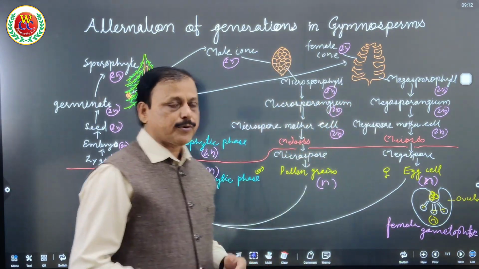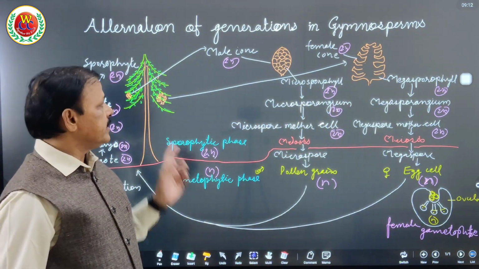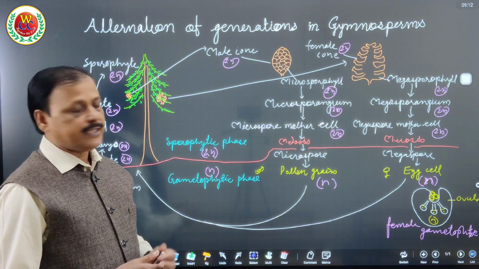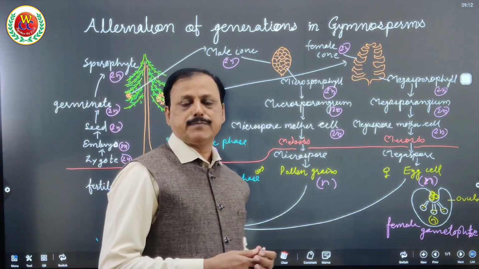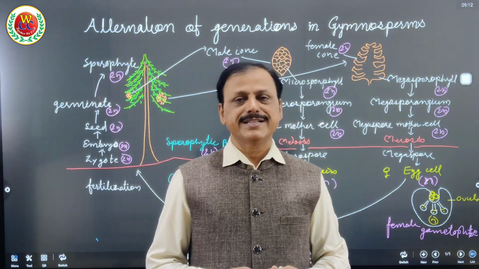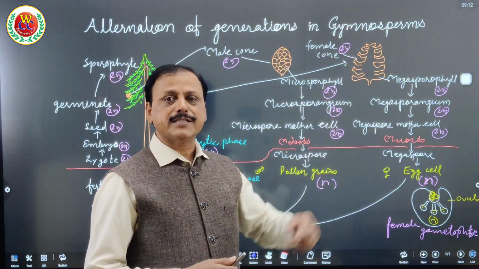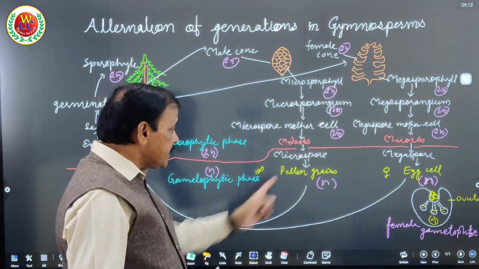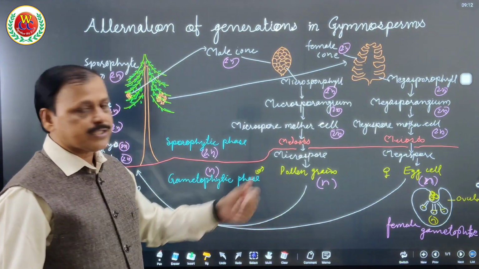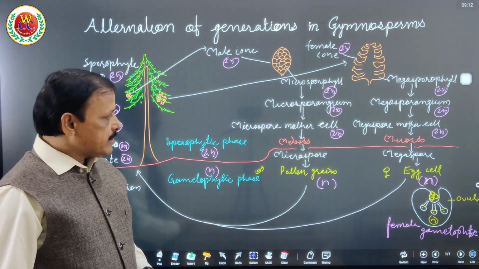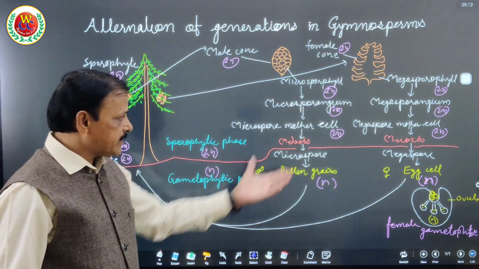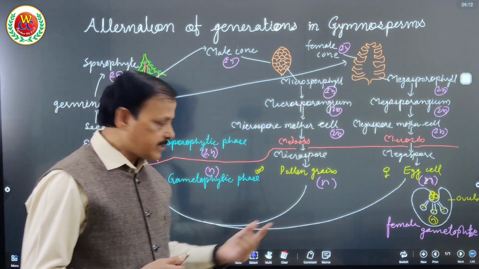So we learned about the life cycle of the gymnosperm. This can be asked for 5 marks. A question can be asked: draw a schematic flowchart of alternation of generations in gymnosperm, or, what is alternation of generations in gymnosperm? Explain it with schematic flowchart. So this question can be asked. In NEET, many questions can be asked. By having this clear concept, you can solve many questions which are asked in NEET.